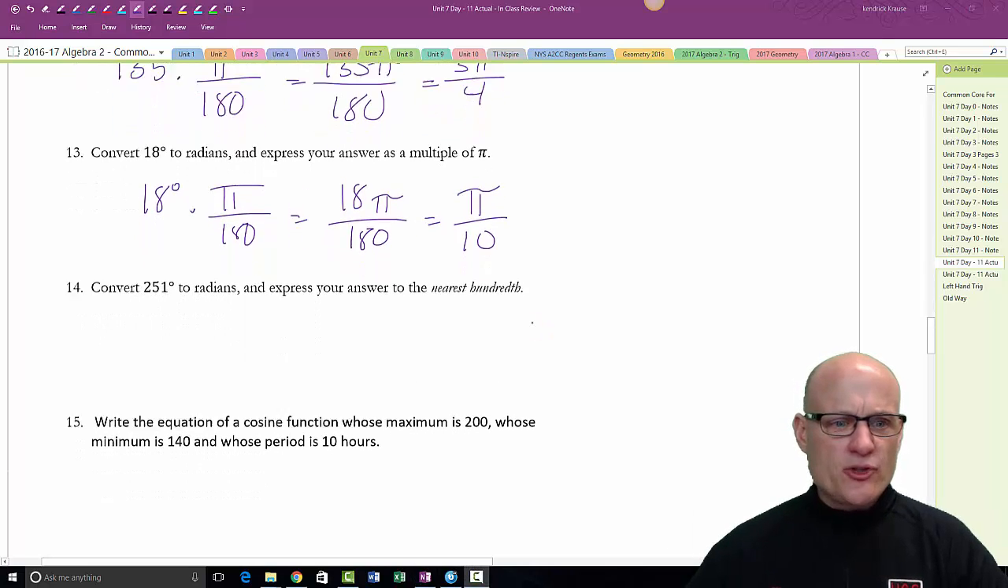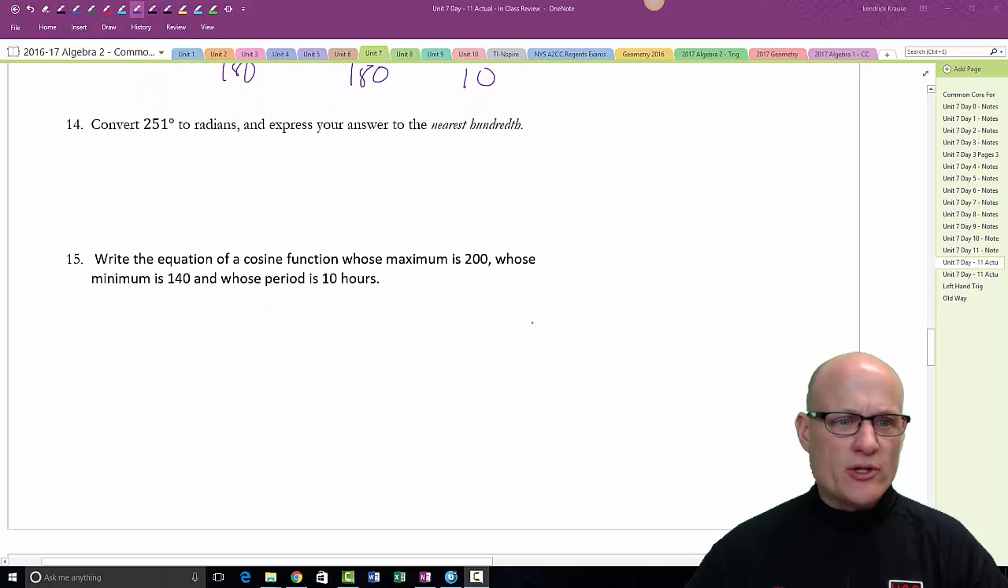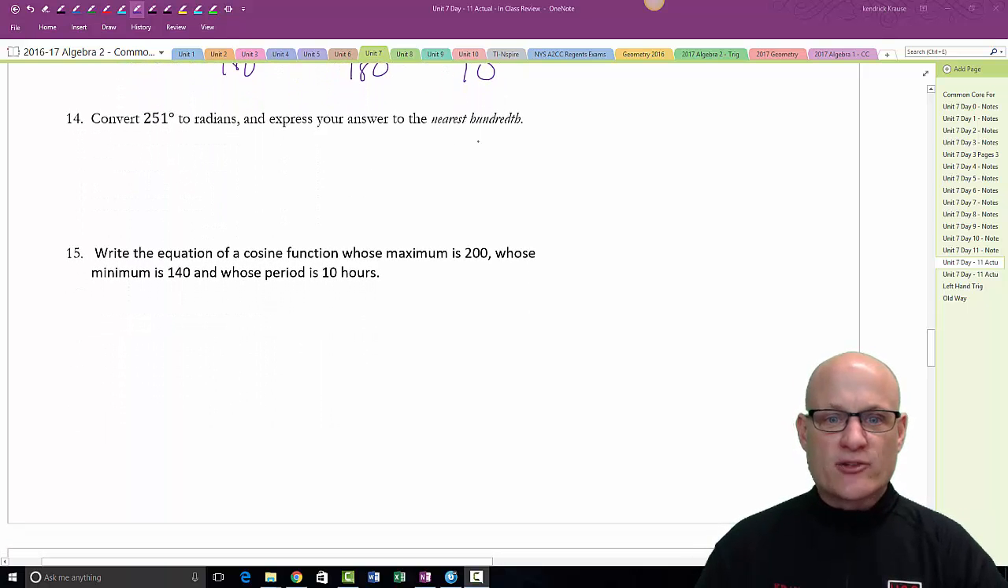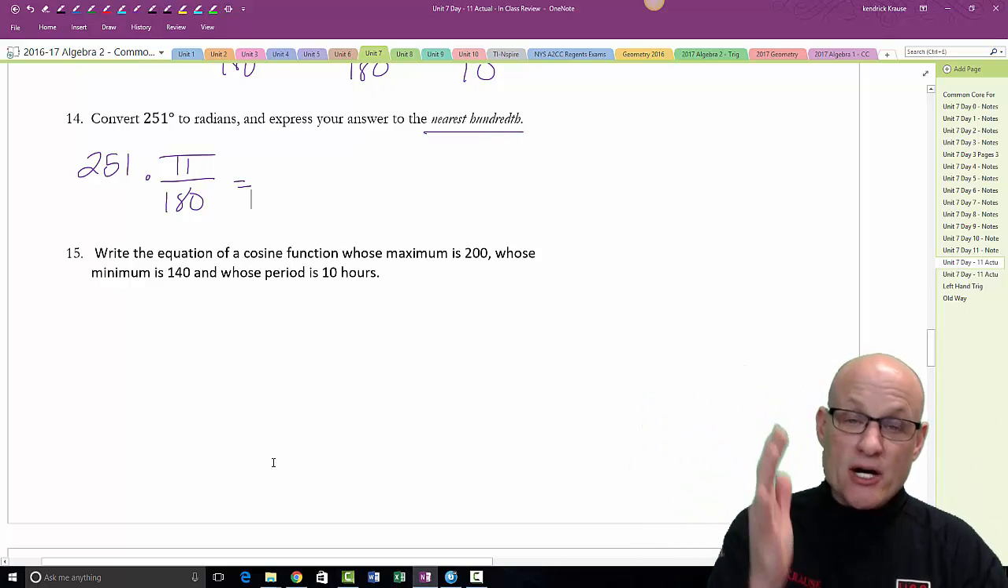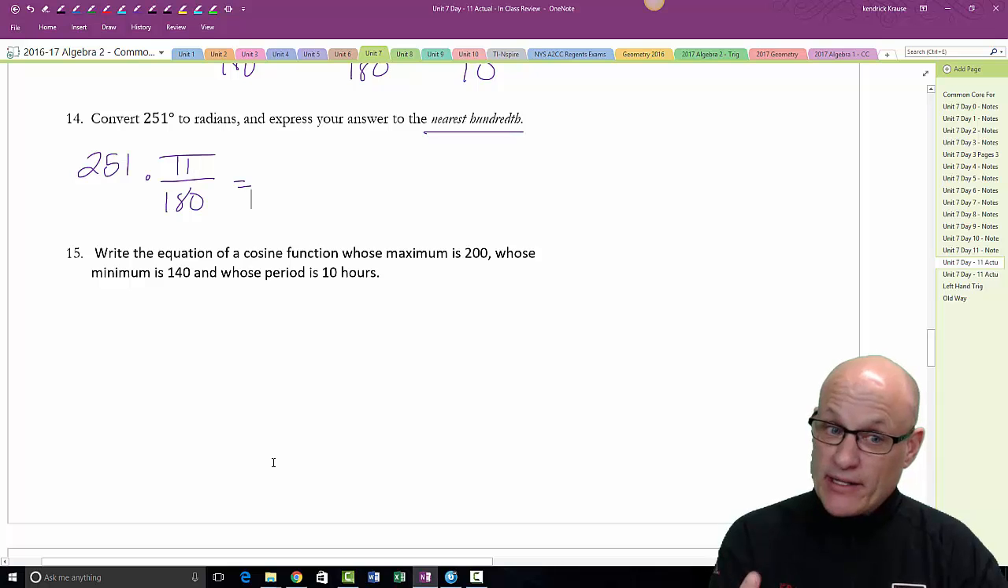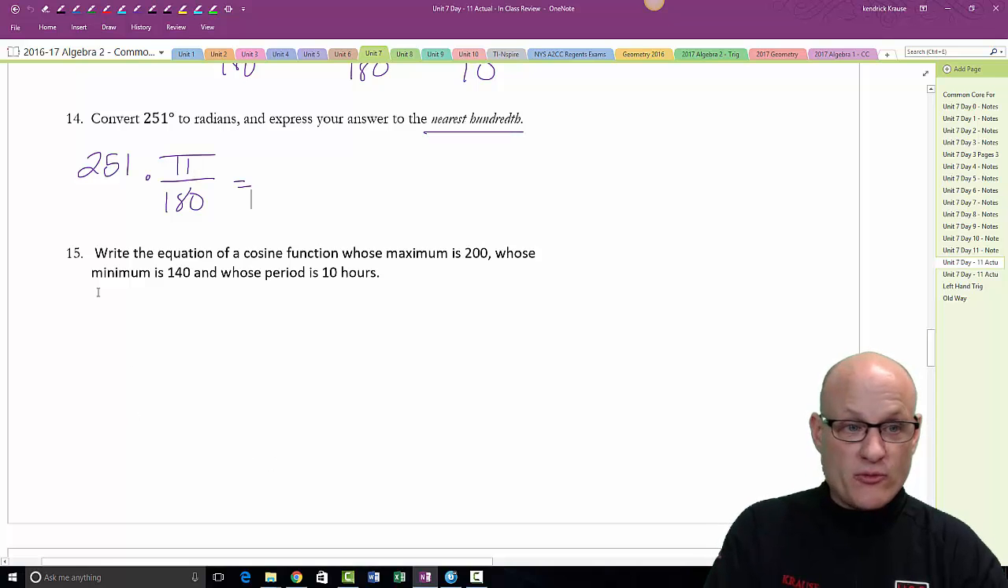Alrighty, so we're going to convert 251 degrees to radians and express your answer rounded to the nearest hundredth. So we're going to do that same thing. 251 degrees, we're going to multiply by pi over 180. And they said round to the nearest hundredth, so that just means grab your calculator. Now remember, 180 degrees is pi radians. This is 251, so no matter what I come up with, it better be bigger than 3.14, which is pi.